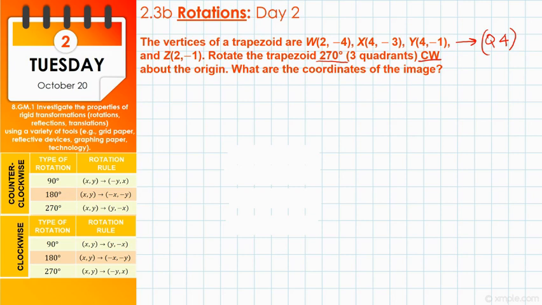270 clockwise. So a 270-degree rotation clockwise is the same as, again, a 90-degree rotation counterclockwise. If I'm going 270 degrees clockwise, I'm going 3 quadrants away. Clockwise goes right. So if I start at 4 and I go clockwise, I'm going from quadrant 4 to quadrant 1: 90, 180, 270 degrees.